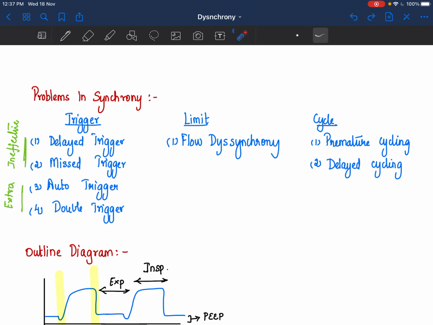So trigger dyssynchrony can be broadly classified as ineffective trigger or extra trigger. Ineffective is patient is not receiving enough. Extra is patient is receiving too much. Ineffective can again be classified as delayed or missed, and extra as auto trigger and double trigger. Limit dyssynchrony is a flow dyssynchrony. Cycle, the inspiration can end prematurely or the inspiration can be delayed or ending delayed. So premature cycling or delayed cycling. So we will see one by one.